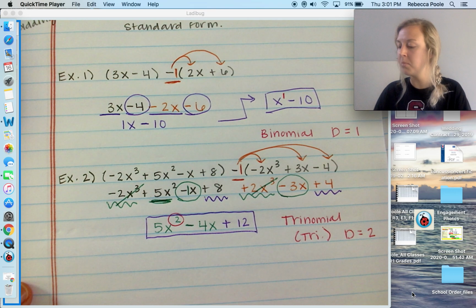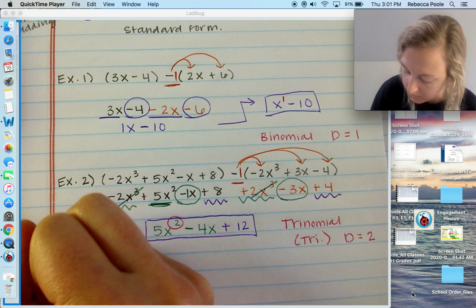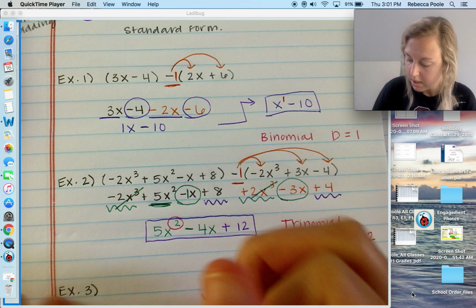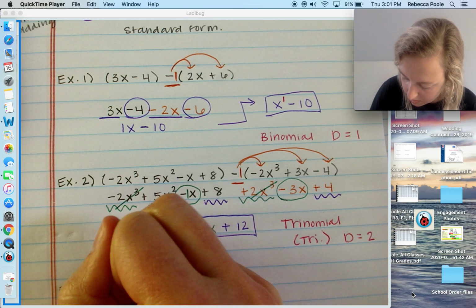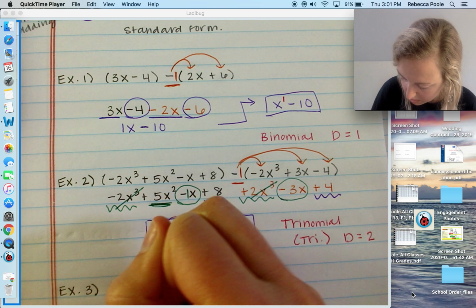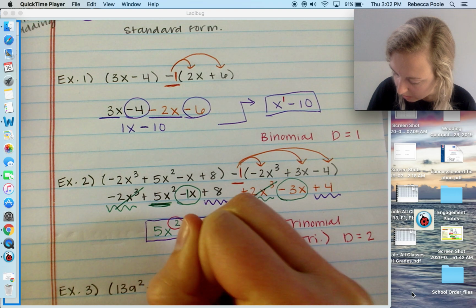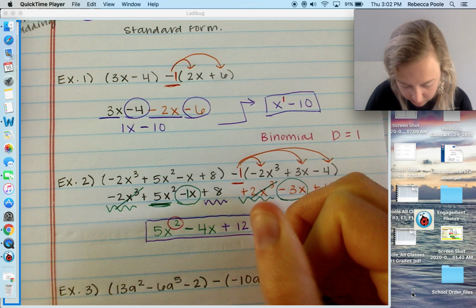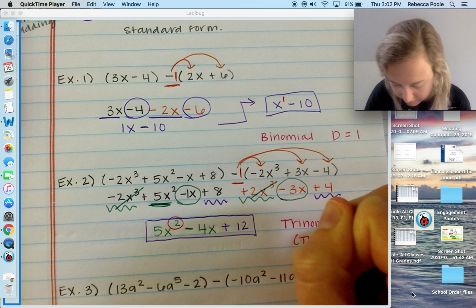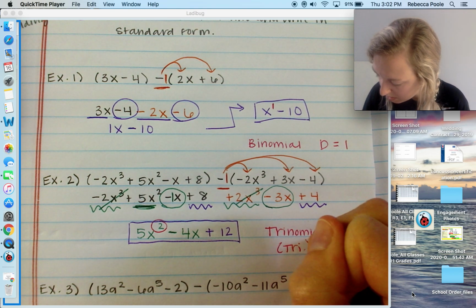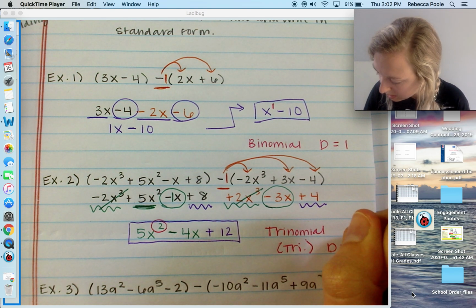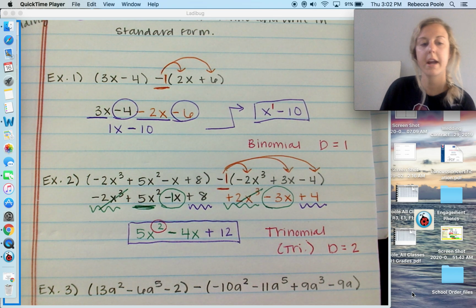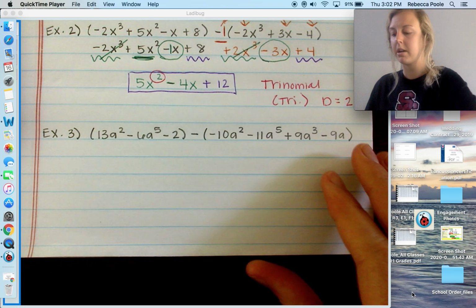All right, so let's do one more. I feel like you guys are getting comfortable, so let's do one more. And for this one, I was going to step it up, but I actually think we'll just keep it the same. 10a squared minus 11a to the fifth plus 9a cubed minus 9a. Okay. All right, so example 3, let me move this so y'all can see it better.